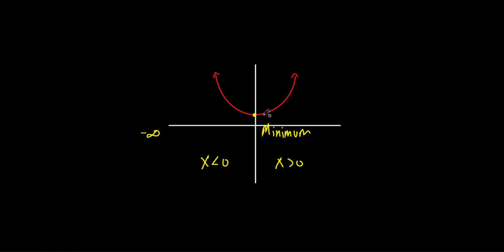What's the function doing? What's the f of x doing? What's the graph doing as x gets bigger and bigger and bigger? It's increasing, right? So it's decreasing here, and it's increasing there. Make sense? It's just a little review, just to make sure we remember about the increasing, decreasing thing. All right? So this is our minimum point right here.